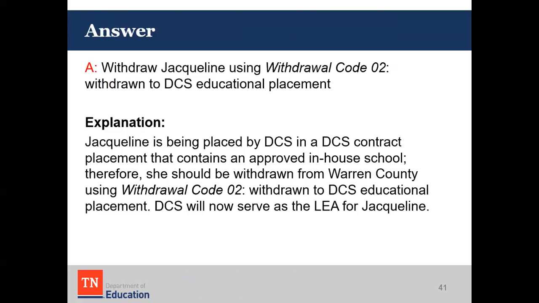The answer is A, withdraw Jacqueline using withdrawal code 02, withdraw into DCS educational placement. Jacqueline is being placed by DCS in a DCS contract placement that contains an approved in-house school. Therefore, she should be withdrawn from Warren County using withdrawal code 02, withdrawn to DCS educational placement. DCS will now serve as the LEA for Jacqueline.